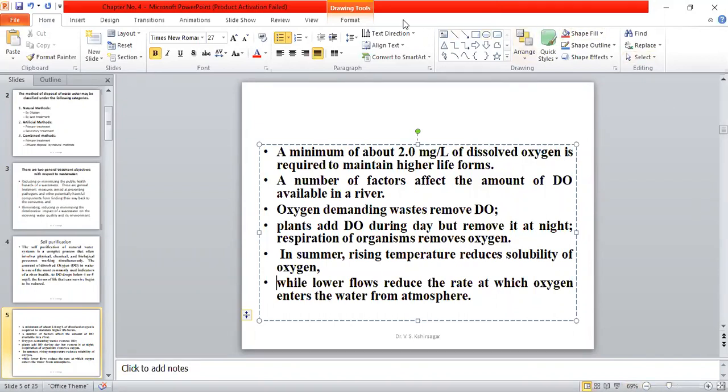In which case is there a possibility to increase the amount of dissolved oxygen? There are two cases. In one case the movement of water is very fast because there is a high slope, and in another case the movement of water is very slow because there is a low slope. So in which case is there a possibility to increase the amount of dissolved oxygen in a water body?